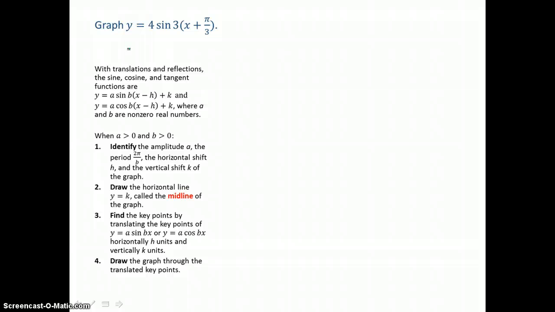Okay, here we have a sine function, and it's of the form y equals a times the sine of b times x minus h. Okay, now that h value is -pi/3, and that h value is going to cause a shift left or right. Because it's negative, this shift is going to be left pi/3 units.